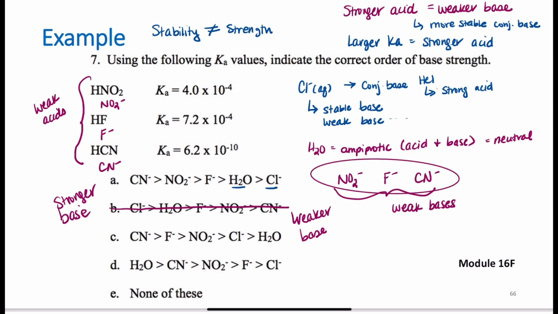It makes it weaker than any of these because they all come from weak acids, which means they will all be stronger as a base than chloride. Because chloride is super, super stable. It's not going to pick that proton back up. All of these, nitrite, fluoride, and cyanide, are likely to pick up that proton again.